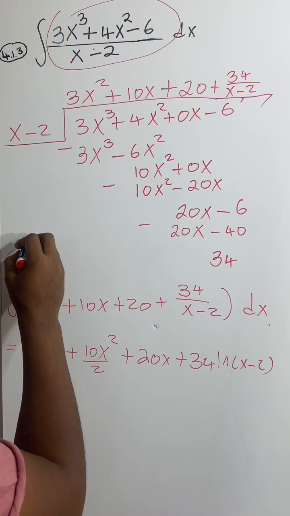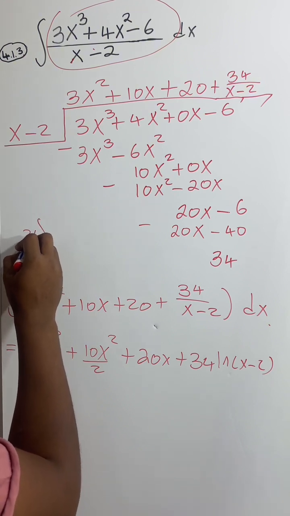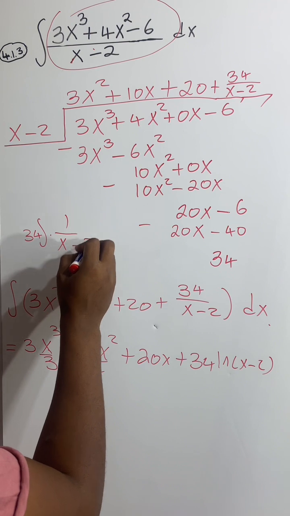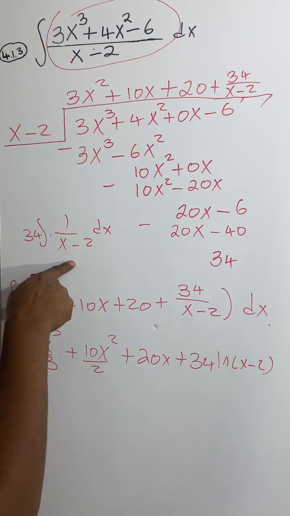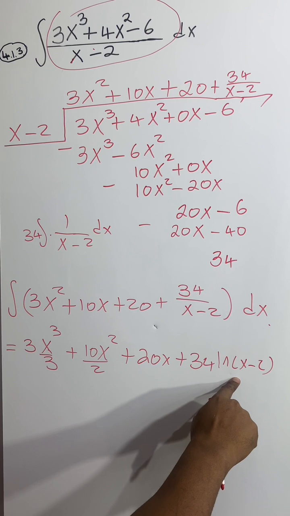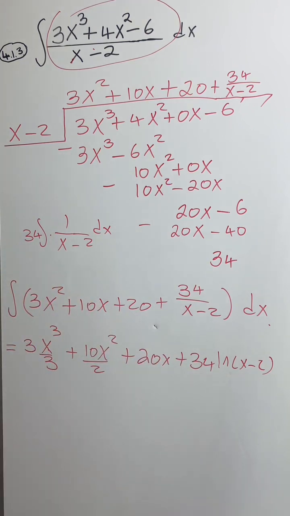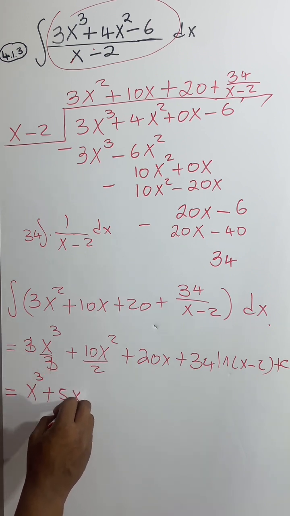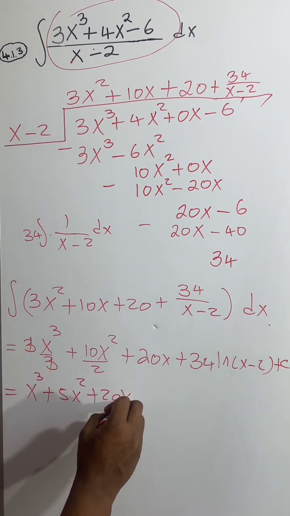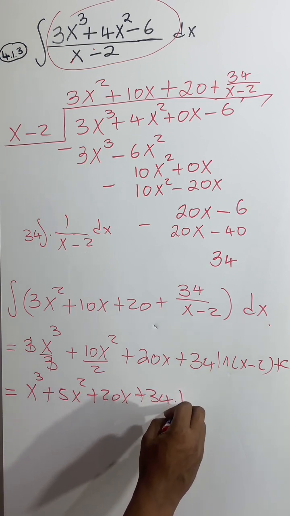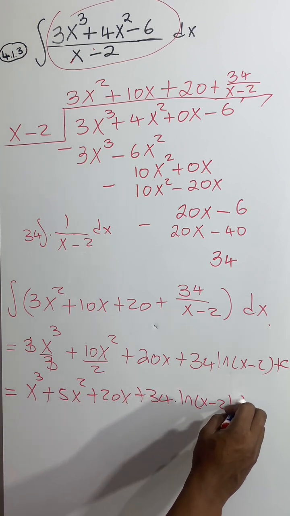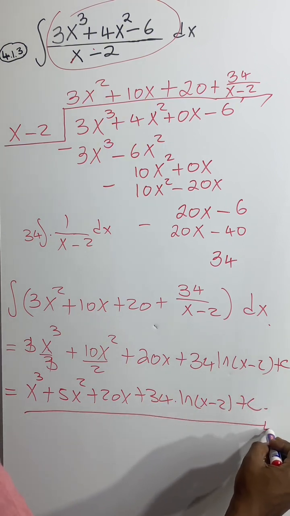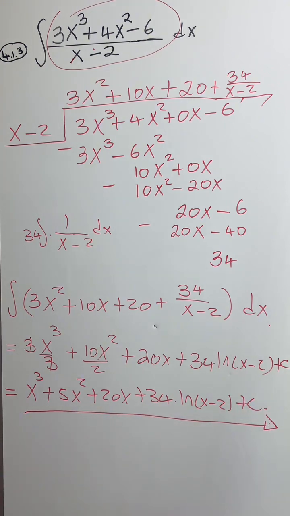So when we integrate 1 over x minus 2, we get ln of x minus 2 multiplied by that 34, plus c. That 3 will cancel out with that 3, so we'll have x cubed plus 10 divided by 2, which is equal to 5, x squared plus 20x plus 34 multiplied by ln of x minus 2 plus c, and we have this as the answer for 4.1.3.